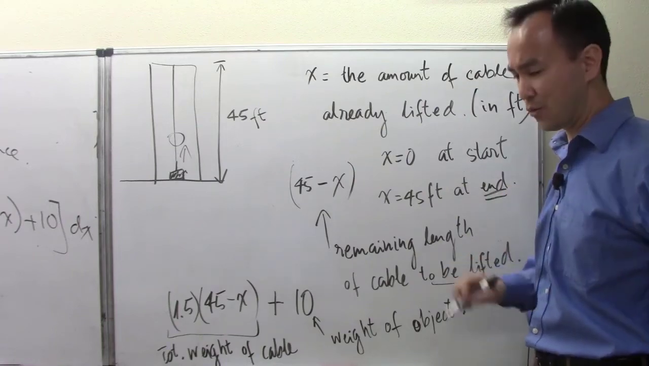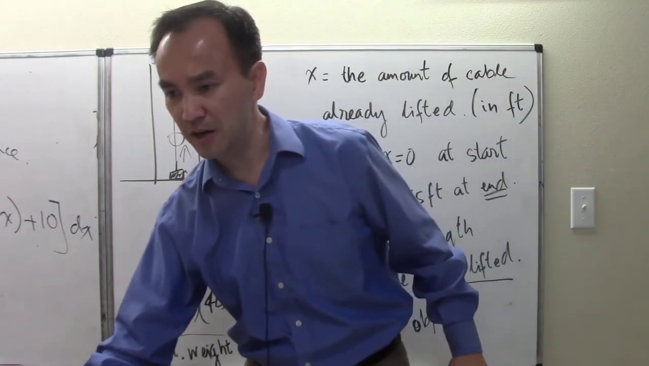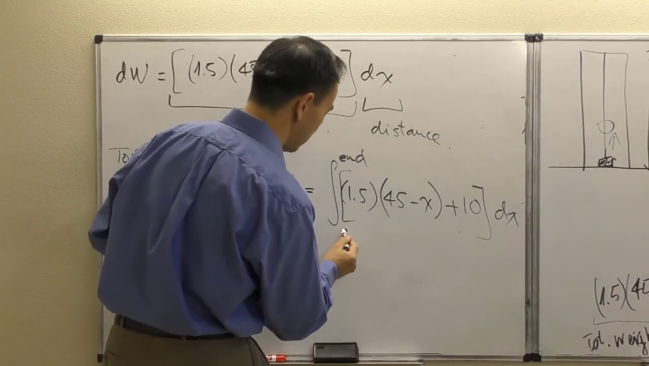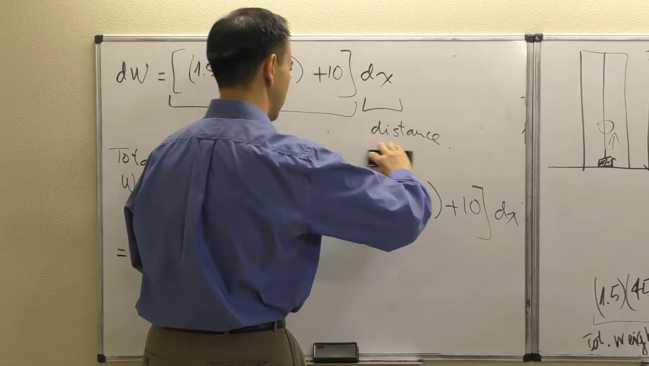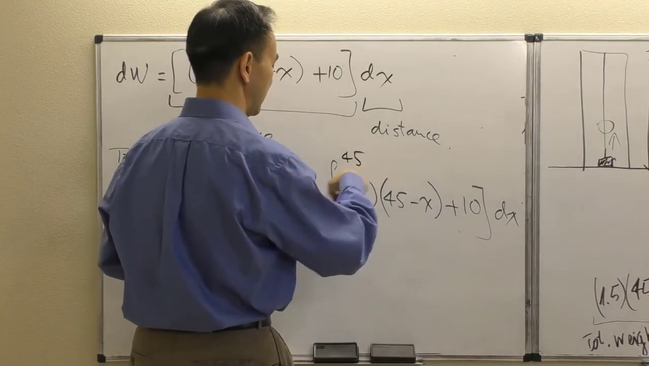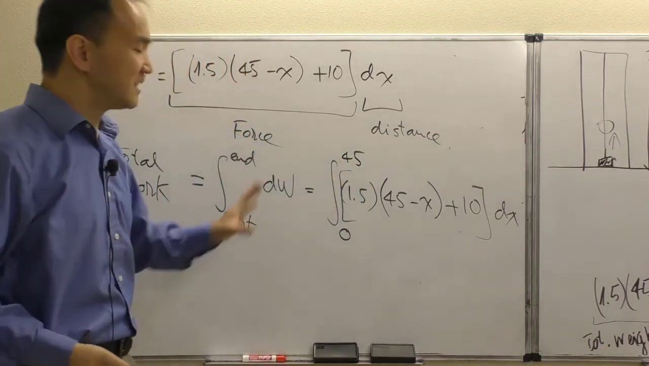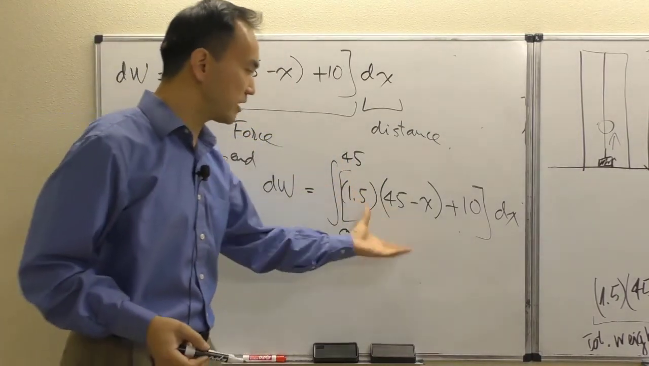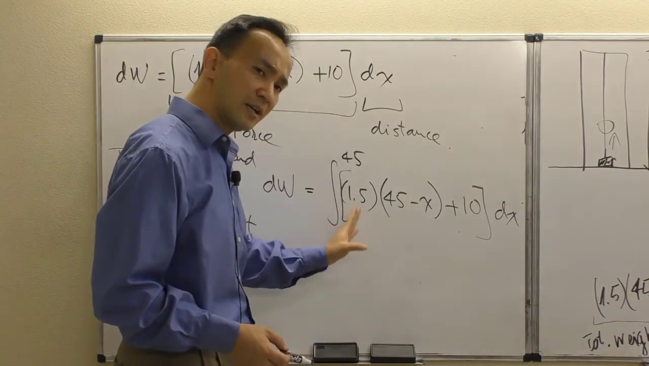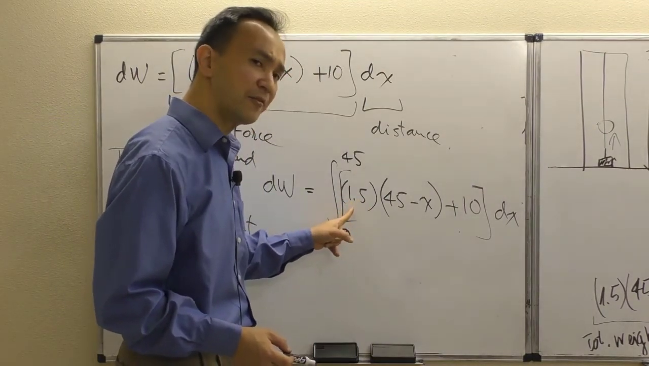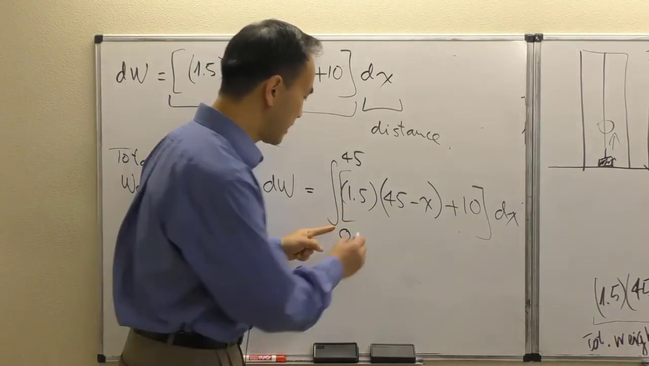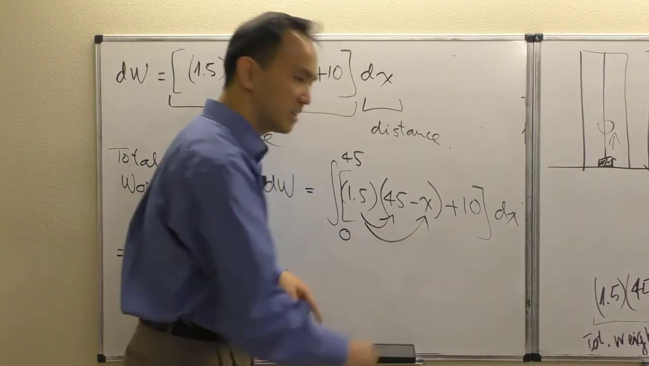Okay, so now I'm ready to complete my integral setup. Start at 0, and the end is at 45 feet. Now, ladies and gentlemen, we have a complete integral setup. But slightly unlike part A, this is not a common factor, so don't pull it out in front of the integral yet. We have to carefully distribute this and combine like terms.